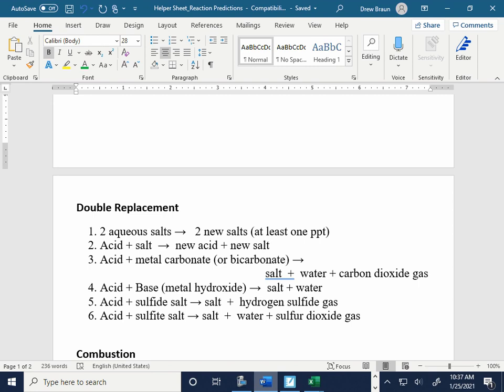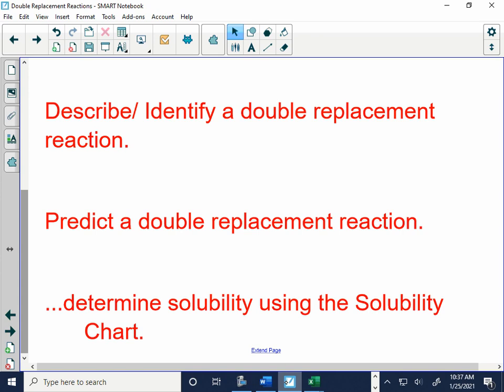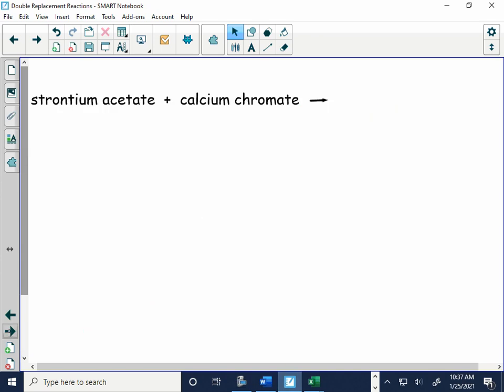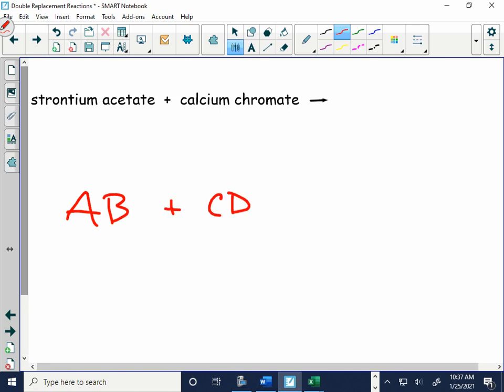So we're just going to jump in and work some of these. So let's go back here. And let's go right in here. I have strontium acetate reacting with calcium chromate. Now, once again, when we did these, I told you on the video, it was like AB plus CD, and it was going to yield, we were just going to swap the A and the C. So it was going to be CB plus AD.